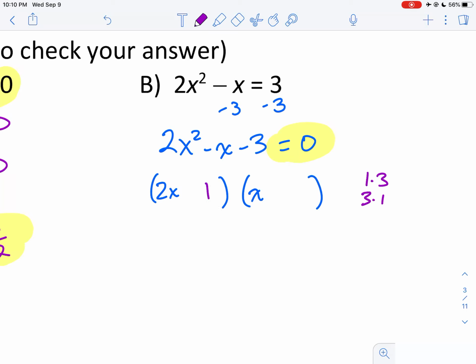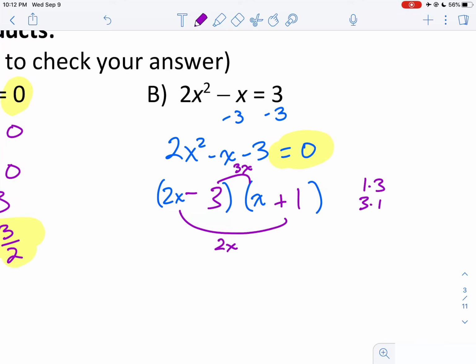If I put 1 and 3, do you see this is going to give me 6x? That's not really going to work for my middle number here. So I'm going to try the other way. I'm going to try putting 3 and 1. Now you see that that gives me 2x here, and this gives me 3x. And that's pretty close. I just need to make this negative and this positive, and now everything works out.